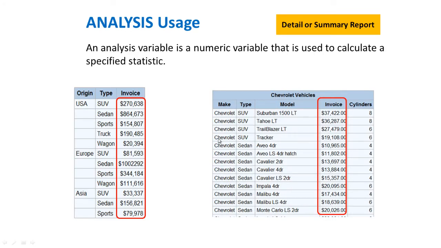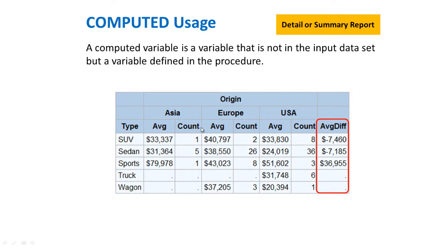Perfect. And now we have the analysis usage, which can be used in both detail and summary reports. So for the group summary report that we see on the left, we are using the invoice variable, and the statistic that SAS is returning by default will be the sum, but we can ask for many different statistics. Now, in the case of the detailed report, SAS will calculate the statistic based on just one observation. So it wouldn't change if we ask for another statistic, because we're not considering many observations, but just one.